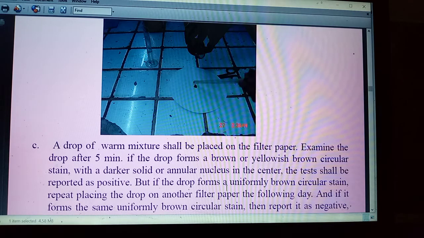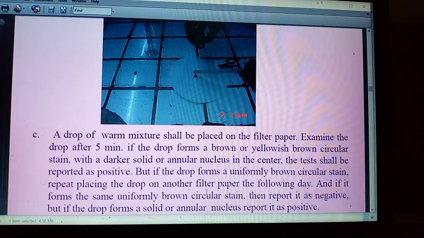But if the drop forms a uniformly brown circular stain, repeat placing the drop on another filter paper the following day. Okay, sa sunod na araw. Then, if it forms the same uniformly brown circular stain, then report it negative. Okay? So, yan. Dalawang trials yan. Yung unang, so, okay? So, after 5 minutes, di ba, lutong-luto na yung asphalt mo. Inulit-ulit mo siya hanggang sa halos wala nang matira sa loob, konti na lang. Then, dinrop mo. So, meron kang brown or yellowish-brown na stain. Positive siya. Okay?